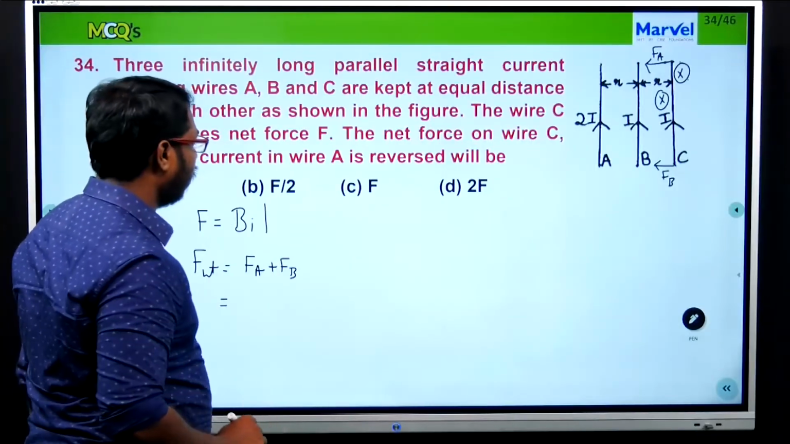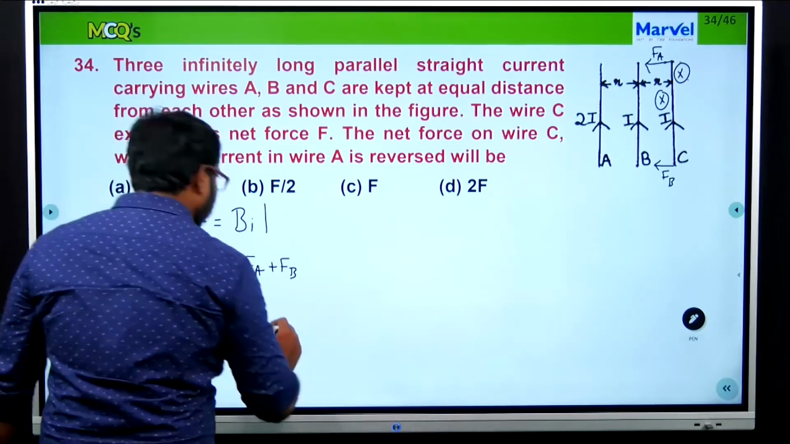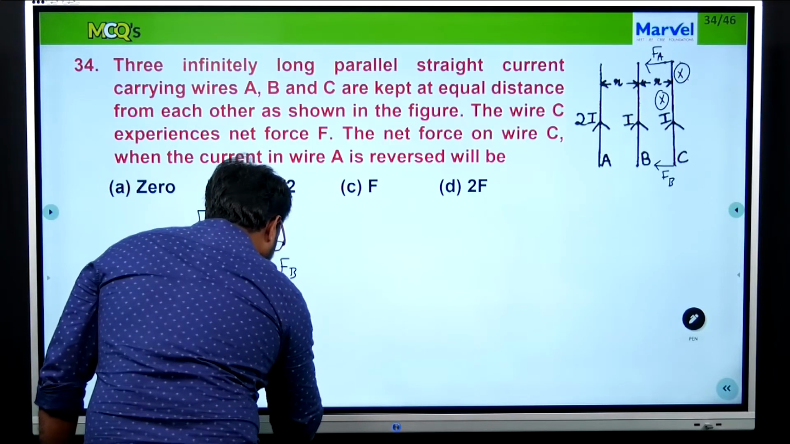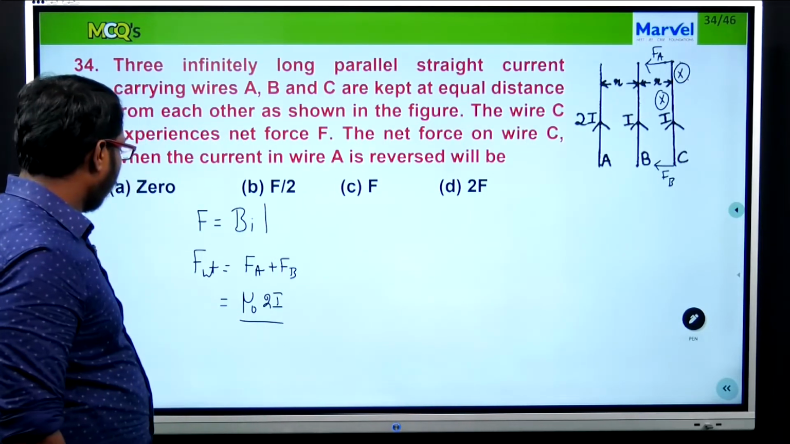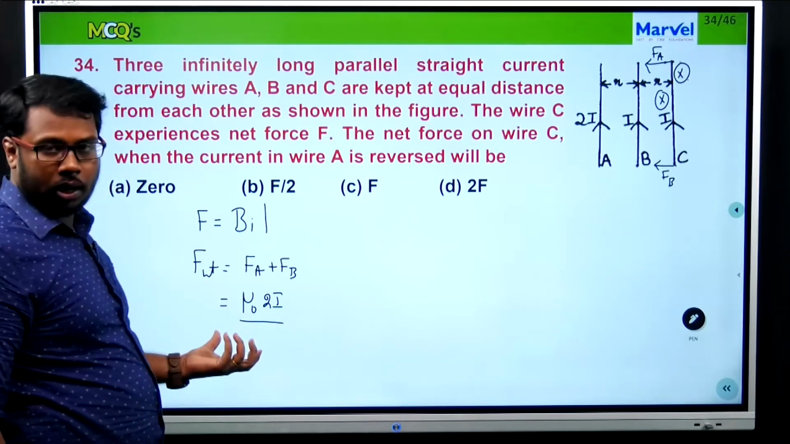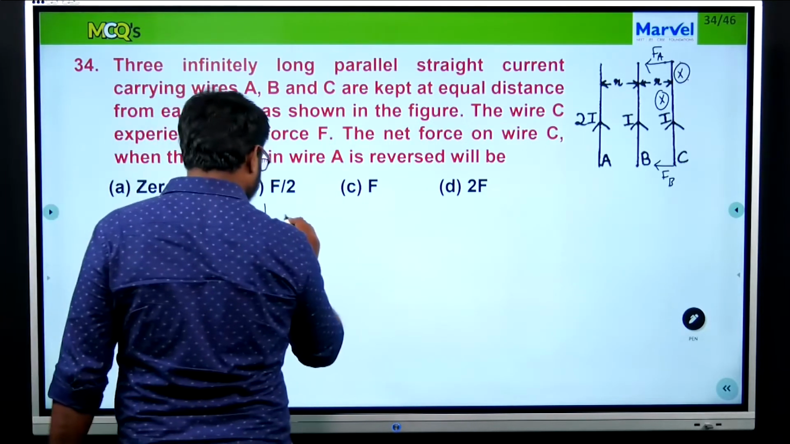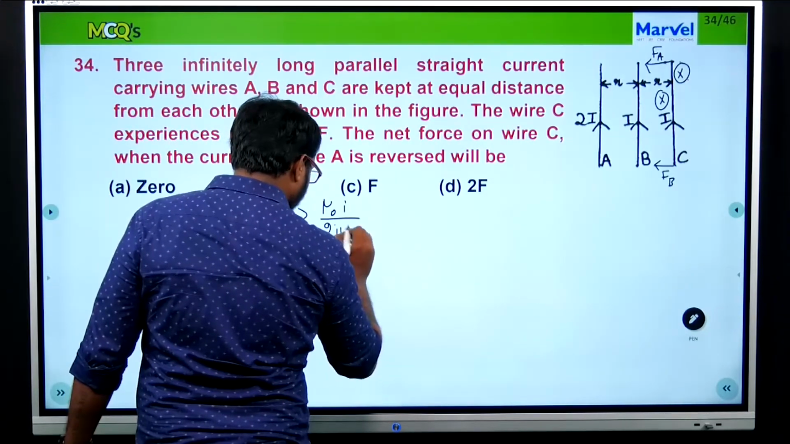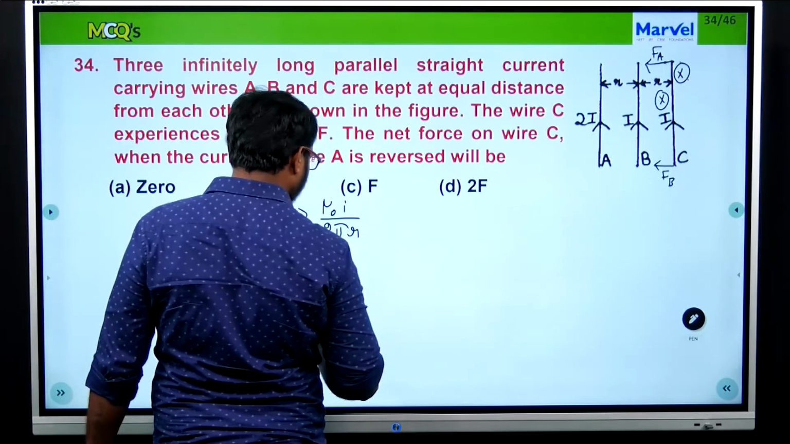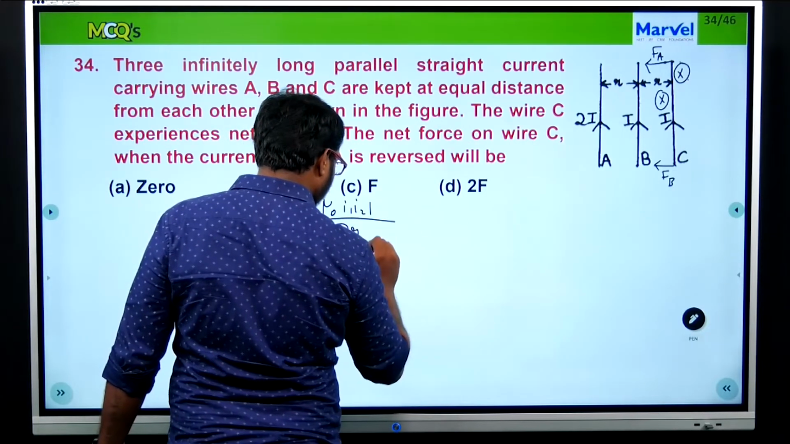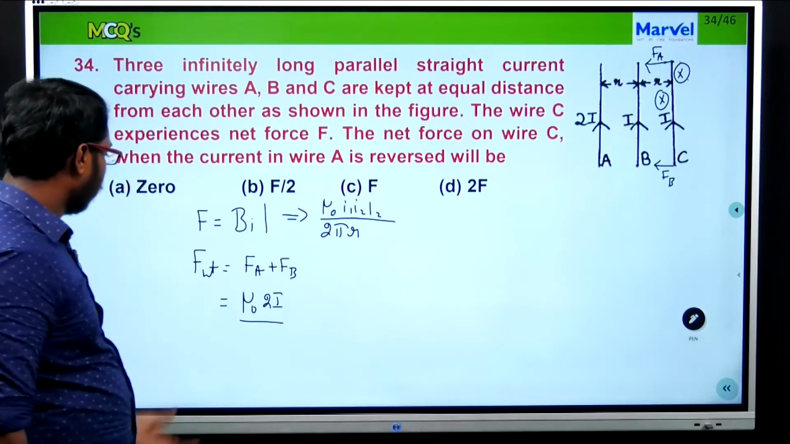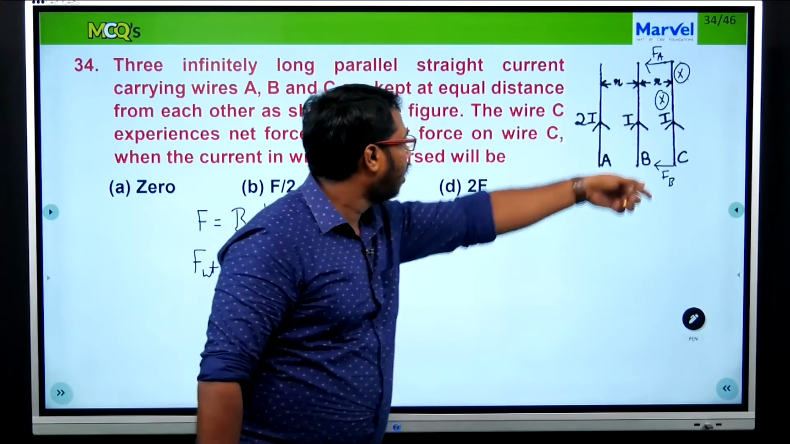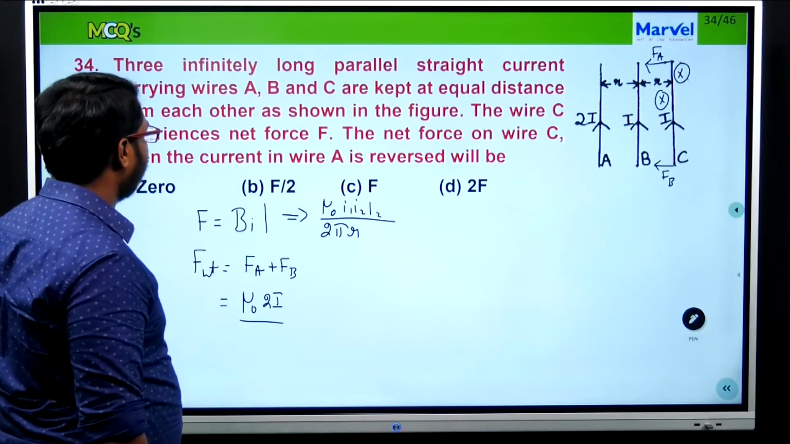FA is nothing but mu naught times 2I by 4 pi into R. Okay, actually let me expand this: mu naught I by 2 pi into R, I1, I2 into L2. This is the formula, so I will be using the same thing in here. I1 is the current in this and I2 is the current in that, and the length also is given.